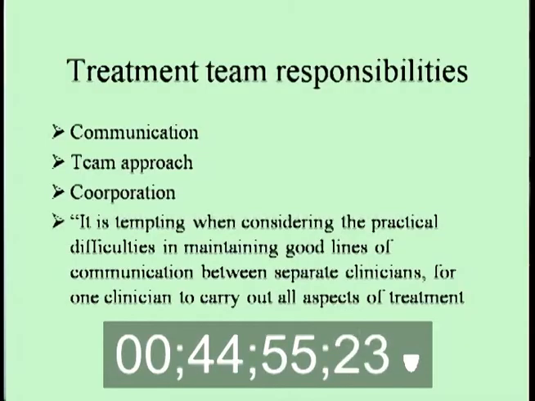Monitoring is an important attribute that a university-based course can offer. Now, let us look at treatment team responsibility. Communication is very important, as are a team approach and cooperation. It is tempting, considering the practical difficulties of maintaining good lines of communication between separate clinicians, for one clinician to carry out all aspects of treatment.